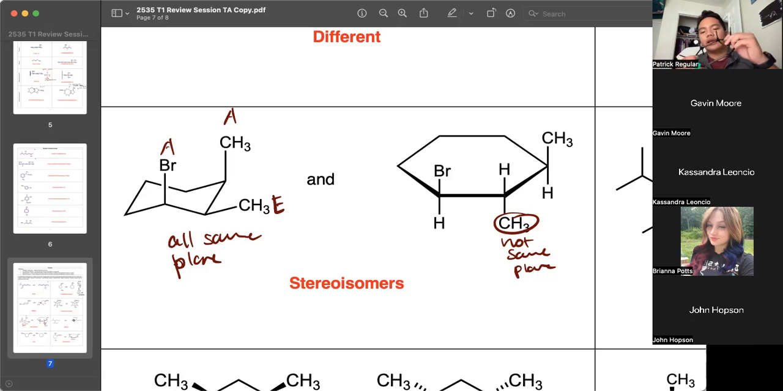All right. And then if that's what our Haworth is, let's see if that Haworth structure is accurate with that chair conformation. In the chair conformation, we have an axial, axial, and an axial. However, what I see is an axial, equatorial, axial. So they must be different isomers.